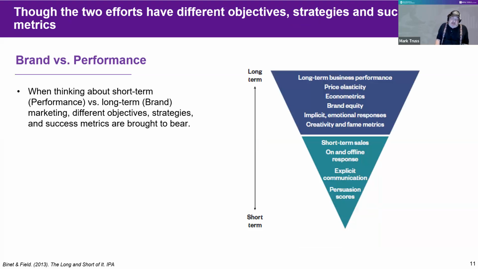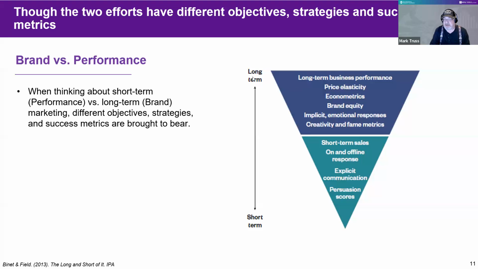Going back to Binet and Fields, the long and short of it, that I know you read, or at least you read part of it in the foundations class. When thinking about short-term performance and long-term brand marketing, different objective strategies and success metrics are brought to bear, right? So if it's short-term, bottom of the funnel, it's more about objectives or short-term sales. It can be on or offline responses. There's an explicit communication, and you measure it based on how well it persuades people.